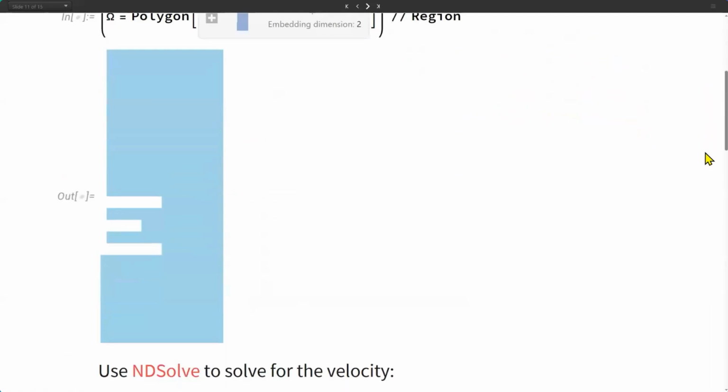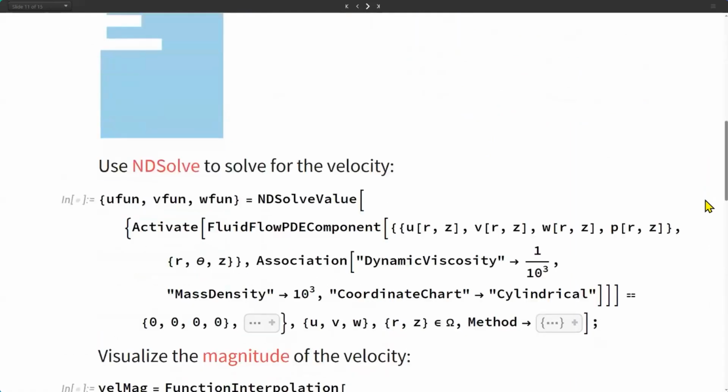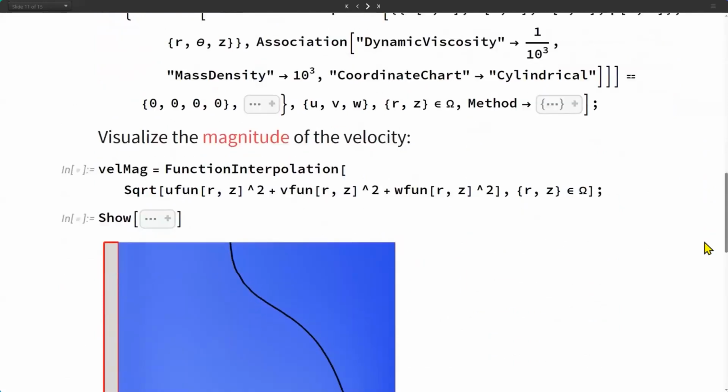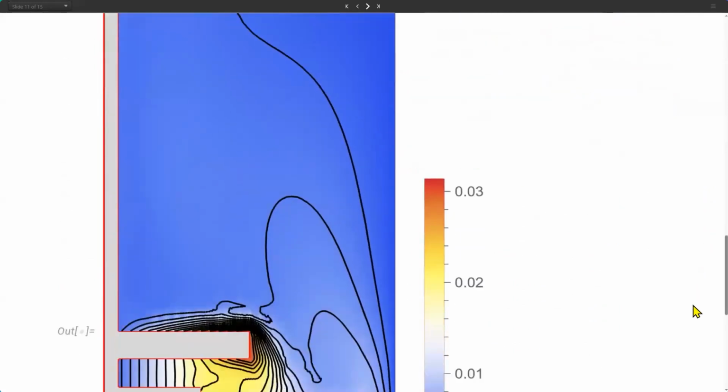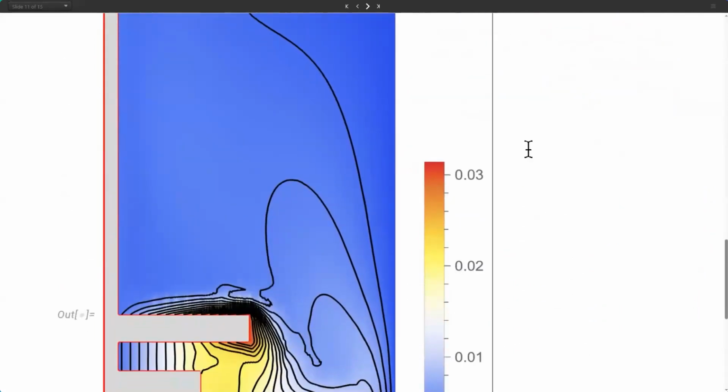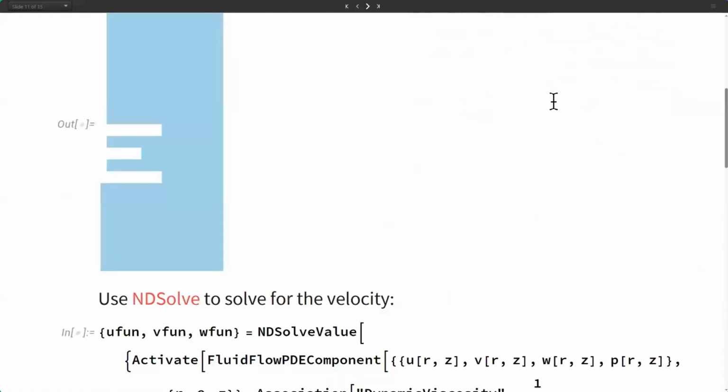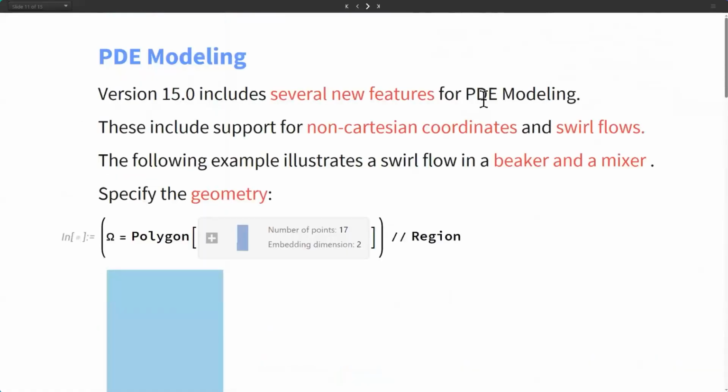You can set up the problem, you can solve the problem for velocity, and you can visualize the magnitude, and it's all quite pretty, I think, the whole area of fluid dynamics. So we have a nice improvement for PDE modeling over here, and of course, this is an area that's going to flourish for a long time to come.